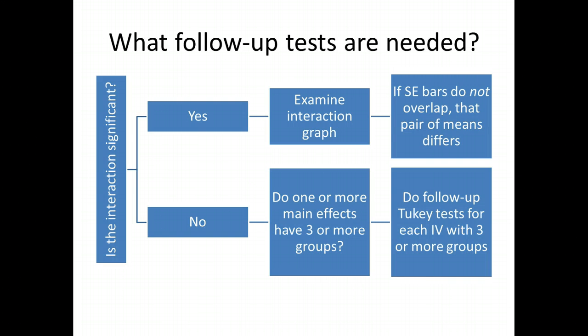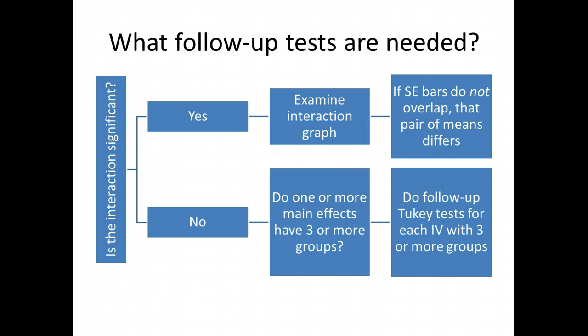After you've looked and decided what you have significant, you then need to figure out, do you need follow-up tests, and if so, which one? So the first thing to consider is: is the interaction significant? If the interaction is significant, you examine the interaction graph. And it doesn't matter, you don't need to do a Tukey follow-up test at all. You just look at the interaction graph.